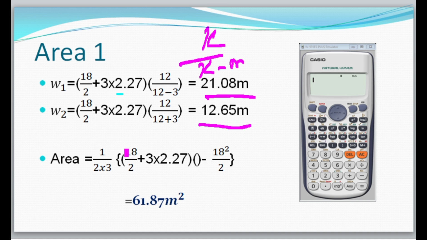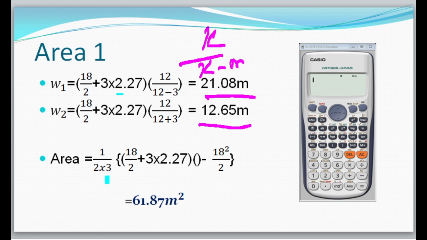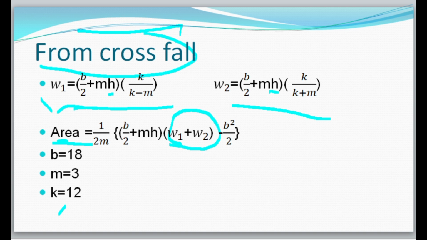So here again we go. So the area is equals to 1 over 2 times 3. So the formula here that we will be using, so 2 multiplied by m, that is the ratio of the slope, that is 3, into 18 over 2 plus 3 multiplied by 0.23, that is the h, then again multiplied by the addition of w1 plus w2, so found here following this formula here.